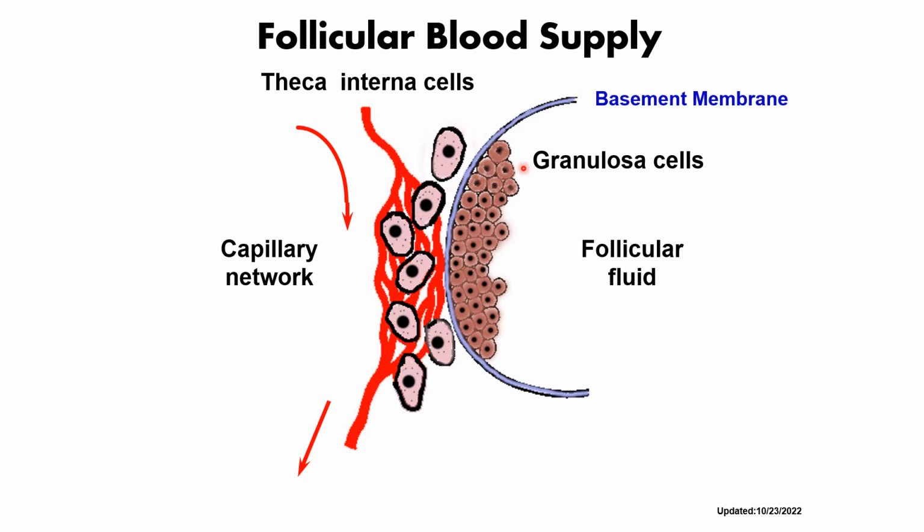So again, the granulosa cells produce the hormone estrogen, and the hormones in the follicular fluid from the granulosa cells must diffuse out and then be picked up by the blood that flows through the capillary network around the theca cells.